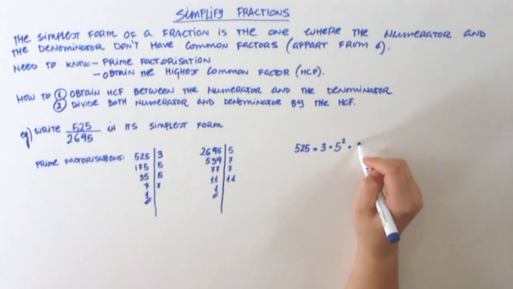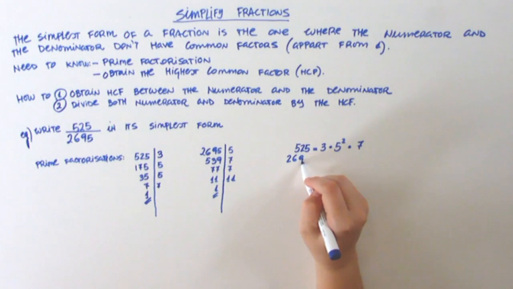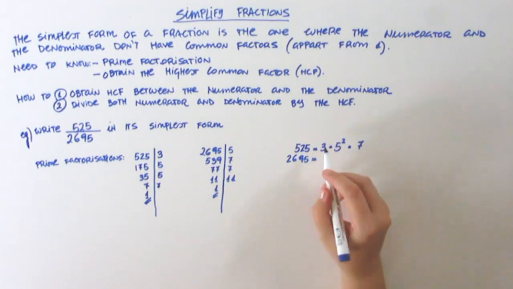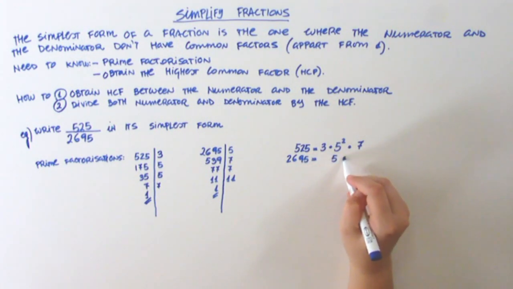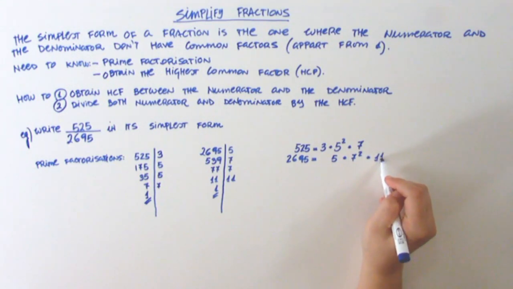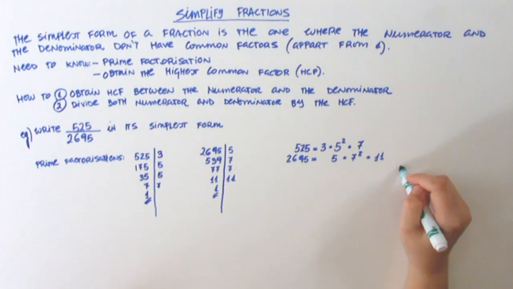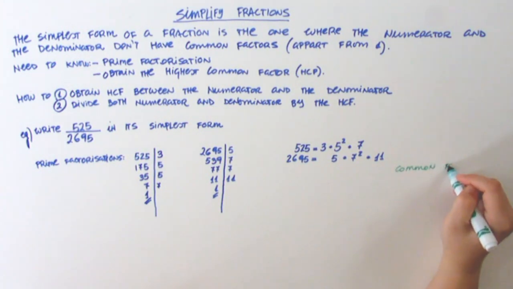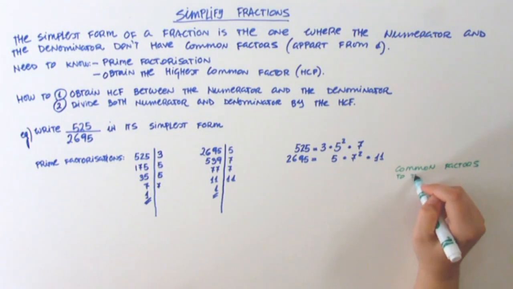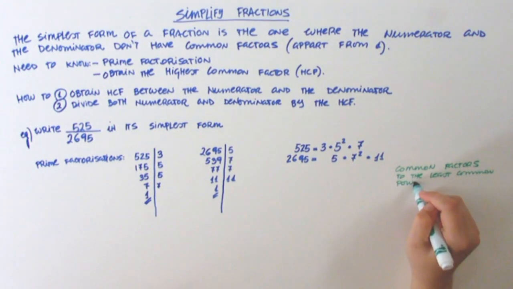525 equals 3 times 5 squared times 7, and 2695 equals 5 times 7 squared times 11. And now I need to use these factors to find the highest common factor. Remember, the rule is to use the common factors to the lowest of the common exponents.